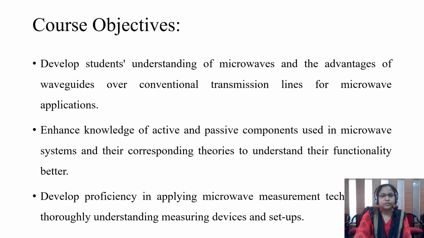So, course objectives. The first objective is to develop students' understanding of microwaves and the advantage of waveguides over conventional transmission lines. Then, enhance knowledge of active and passive components used for microwave systems and their corresponding theories to understand their functionality. Third, develop proficiency in applying microwave measurement techniques by truly understanding measuring devices and setups.